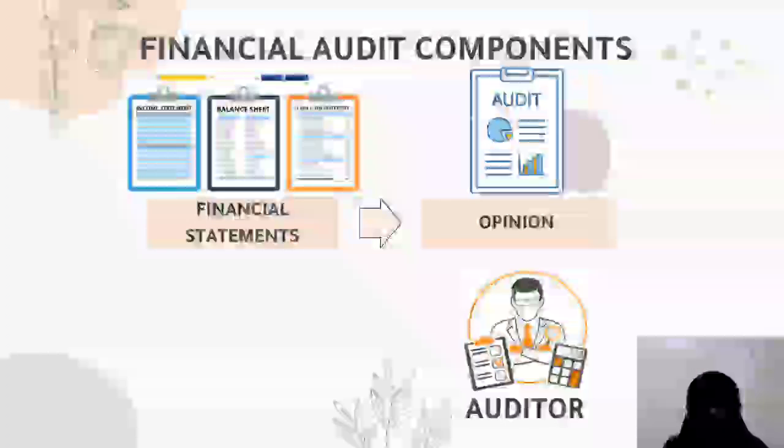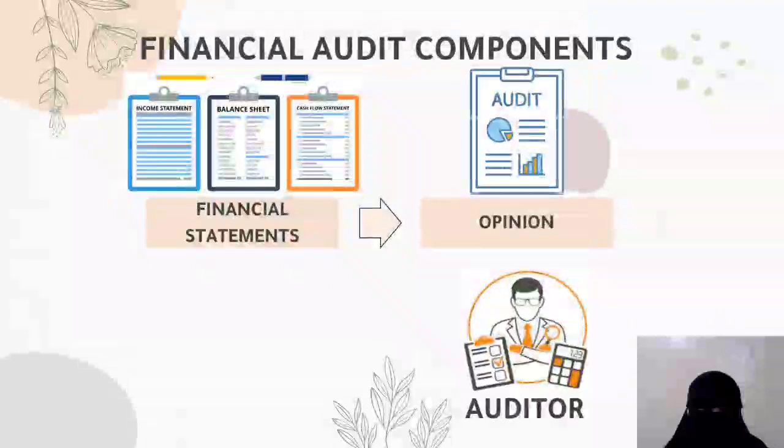So, in the attestation function, as discussed by the previous reporter, its product is a formal written report that expresses an opinion about the reliability of the assertions contained in the financial statements. The auditor's report expresses an opinion as to whether the financial statements are in conformity with generally accepted accounting principles, or what we so-called GAAP.